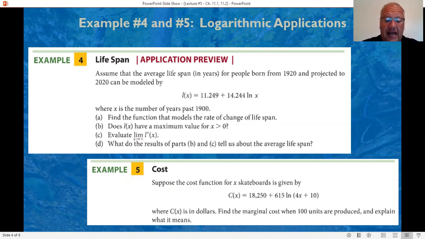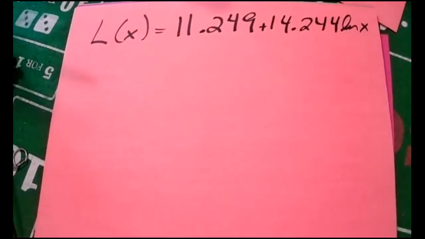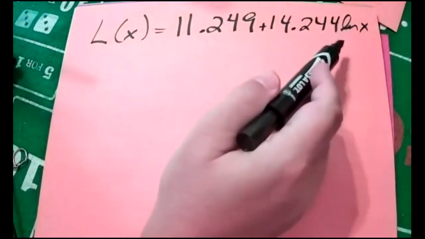So let's take a minute now and take a look at that function and take its derivative and see what we get for the rate of change for the lifespan. Here's the function. I'm going to use a capital L because that lowercase l looks kind of like a 1, and I don't like that. And we have some ugly decimals here. Okay, so we're trying to find the derivative of this function, noticing we have a natural log here.